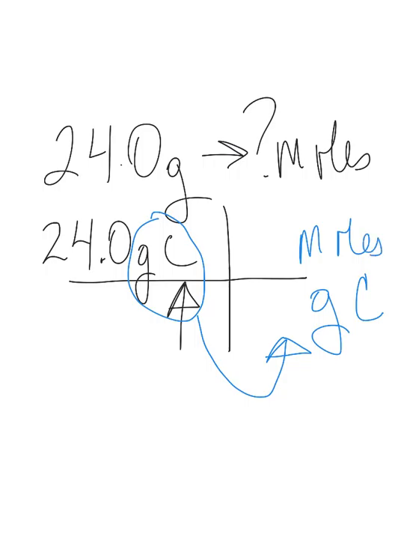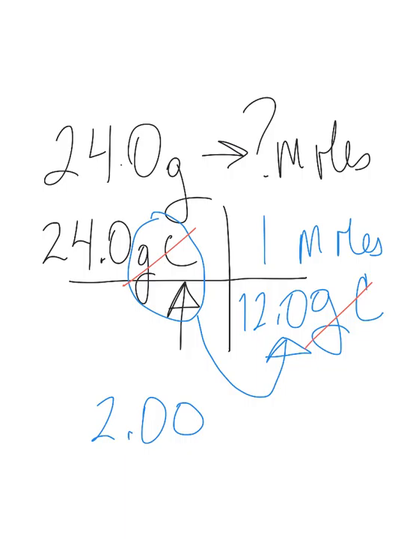moles of carbon. Well, 1 mole of carbon is exactly 12 grams. So if I take 24 divided by 12, I get an answer of 2, and the units of grams cancel out. I'm left with moles. That's 2 moles of carbon.